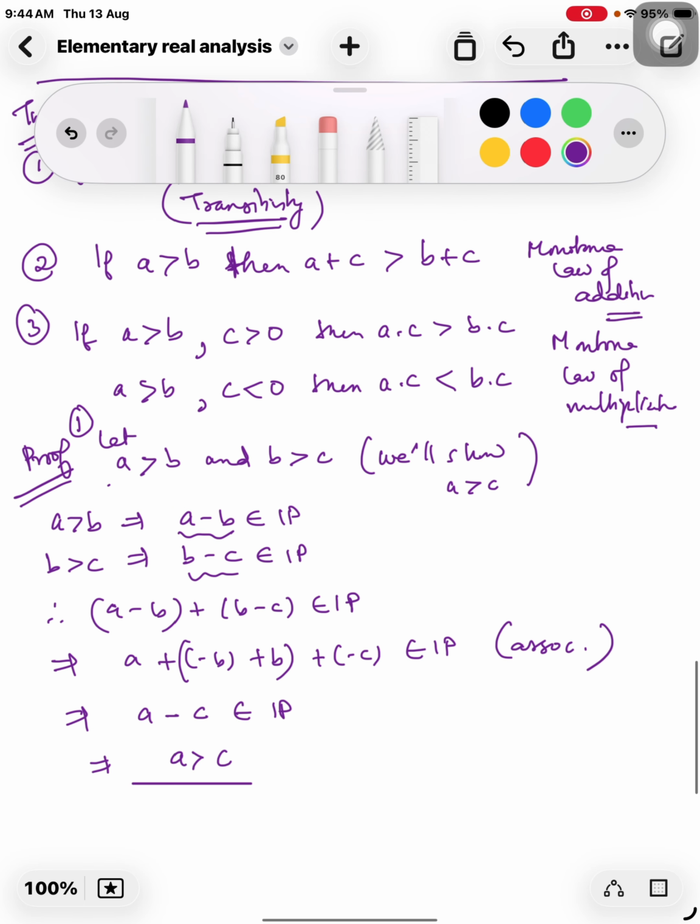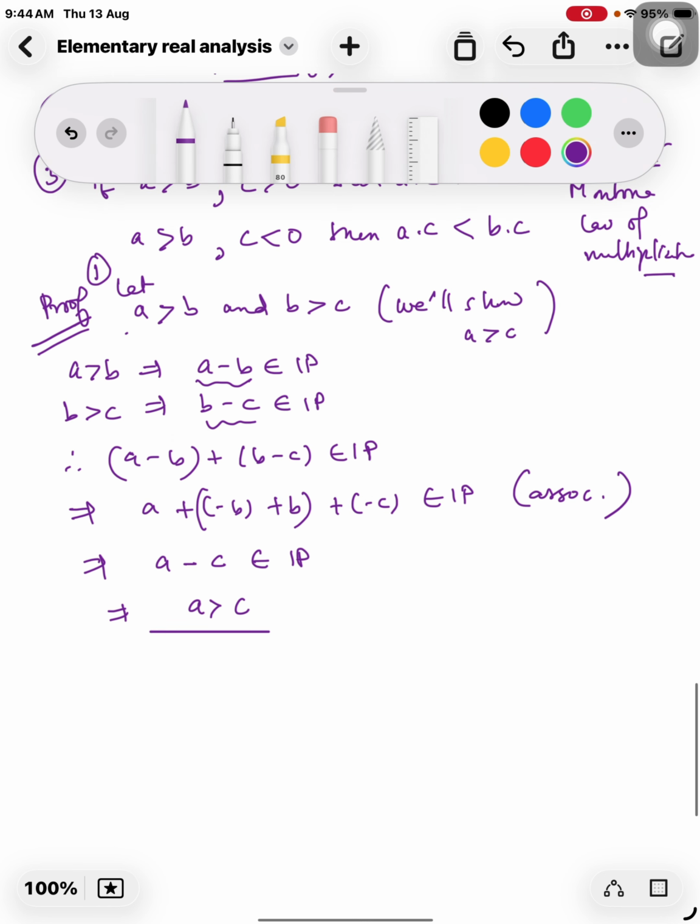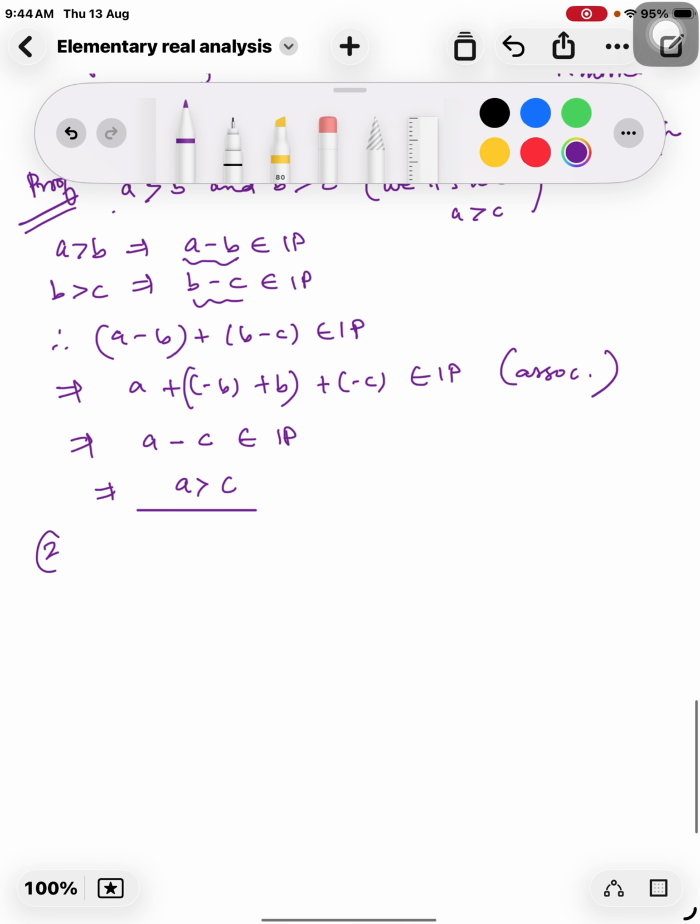Now we come to the second part. In the second part, we have to show if A is greater than B, then A plus C is greater than B plus C. So it is given A is greater than B, and we have to show A plus C is greater than B plus C. Please note here, we are not saying what is the sign of C. We are not saying whether C is positive or negative. C kuch bhi ho, A plus C will be greater than B plus C.